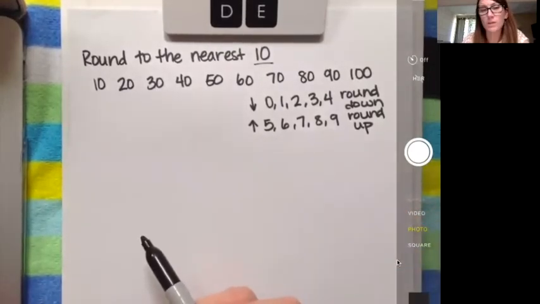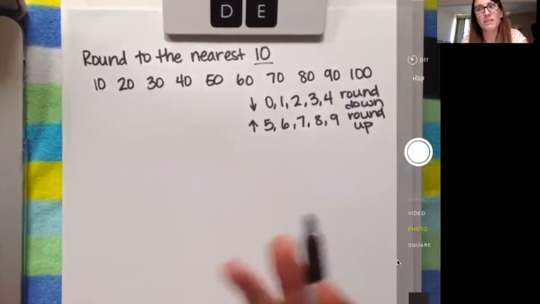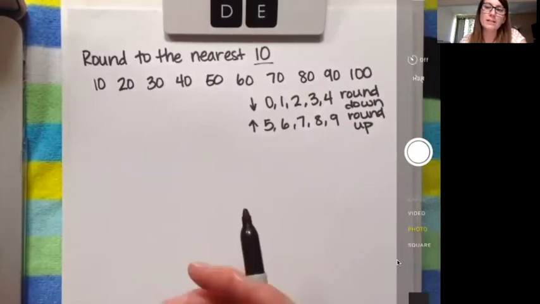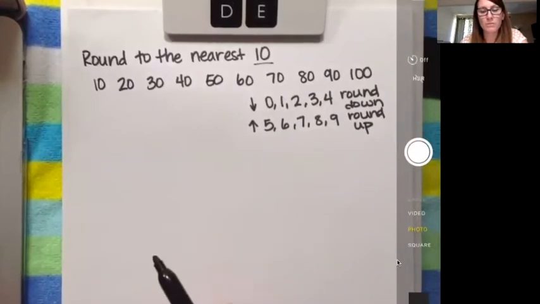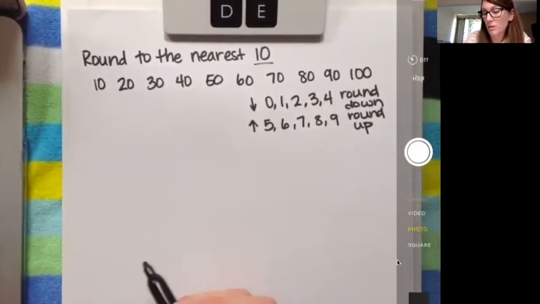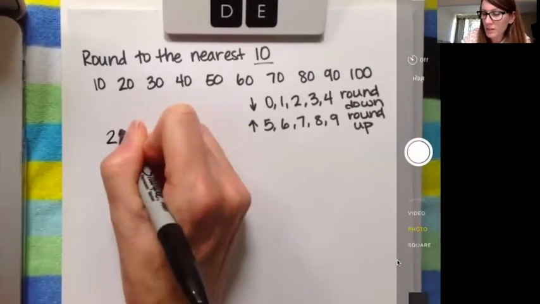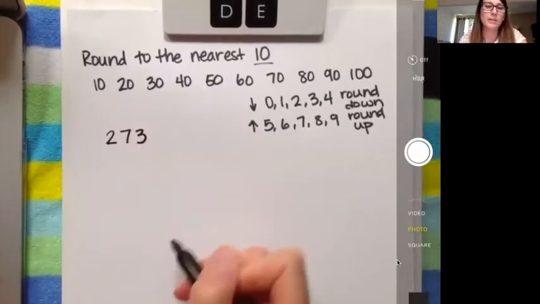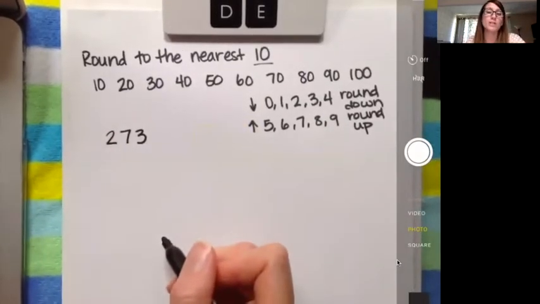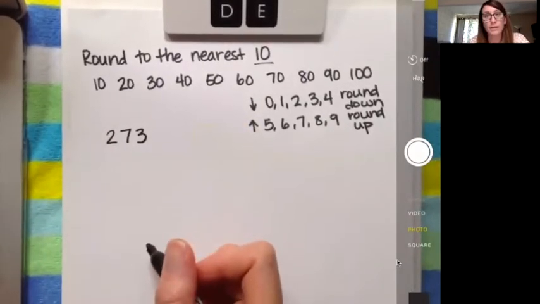Last time we were talking about numbers that were just in the tens. So, for example, like 57 or 82. But today we're going to do some numbers that are bigger than that. So, for example, what if I have a number that's 273? And I say, okay, I want you to round that to the nearest 10. Well, here's what we do.